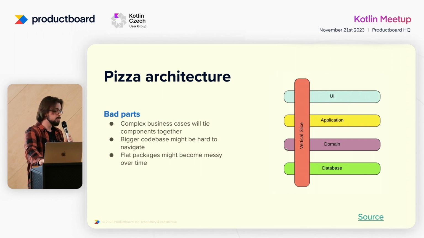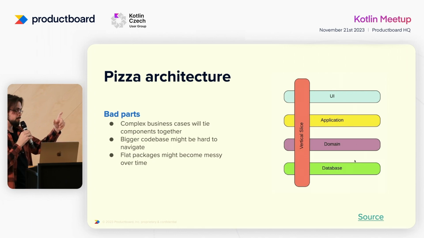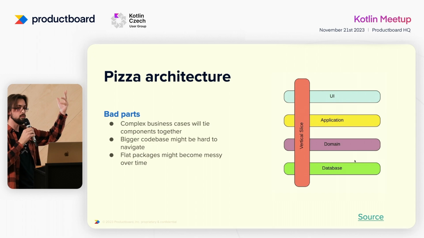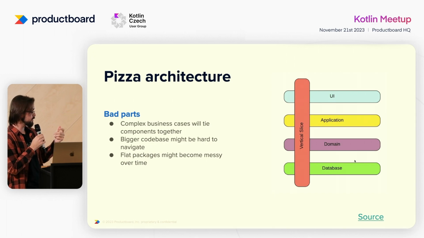Now, how does it look? Okay, so basically it's like the layered architecture that we've seen, but instead of organizing your code base in actual layers, we will organize it into vertical slices. So imagine a package with one feature like create order, which will have everything you need for UI, application, domain, and database. This leads to one of two things.